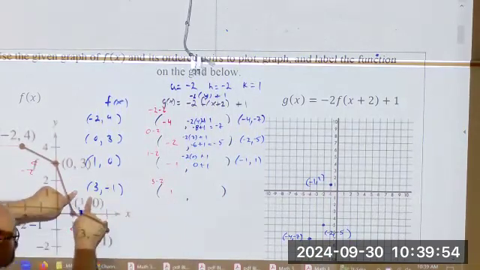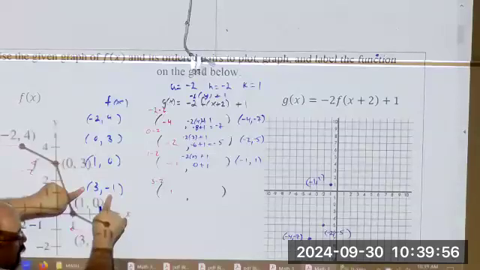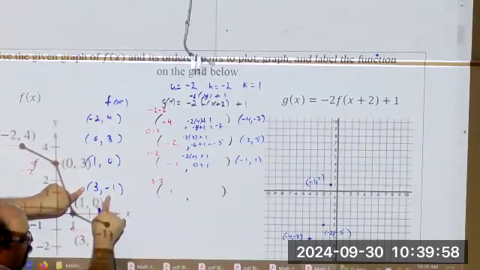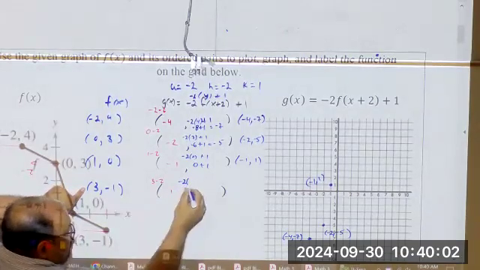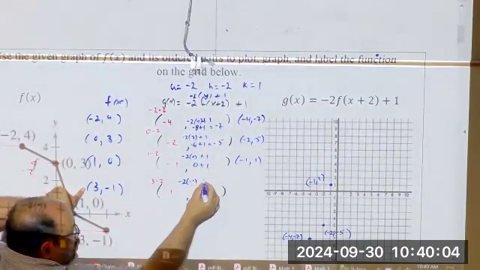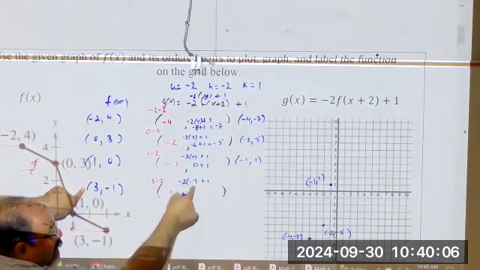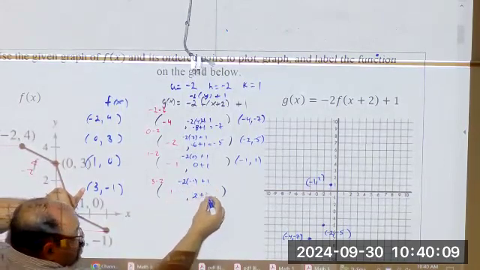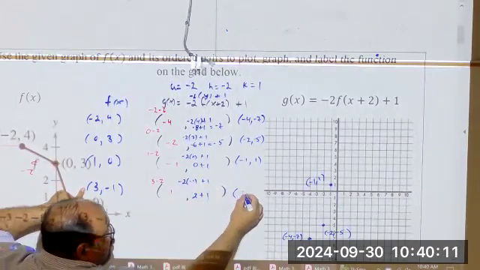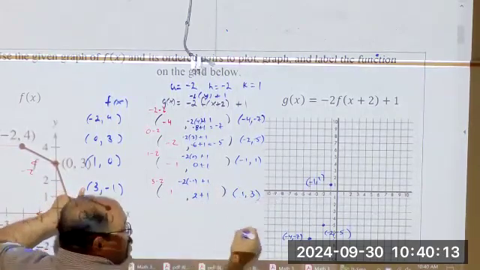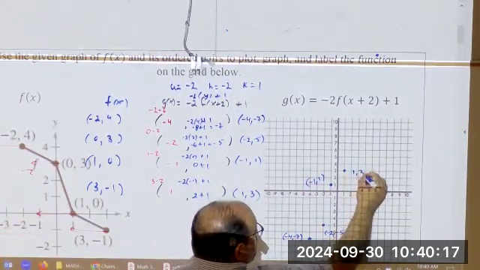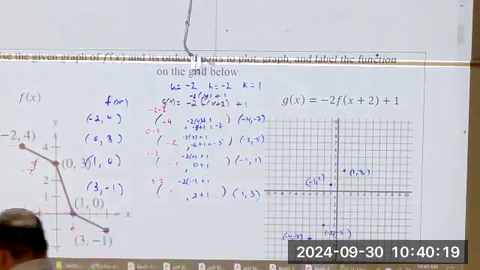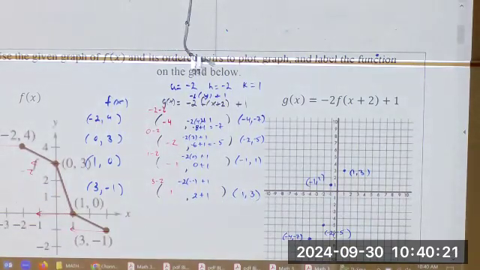And for the last point, the old y value is -1. So we take this old y value, multiply it times -2, -2 times that -1, and then we add 1. -2 times -1 is +2, plus 1. So the new one is at 1, 3. Right? So the new graph is this.